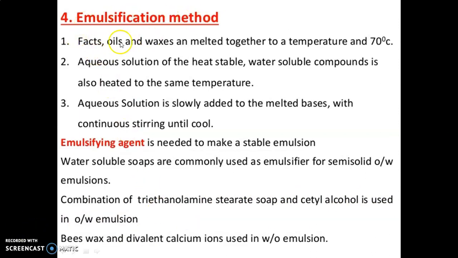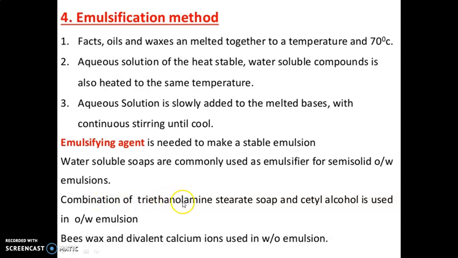Then the fourth one, emulsification method. Fats, oils and waxes are melted together to a temperature of 70 degrees Celsius. Aqueous solution of the heat stable water soluble compounds is also heated to the same temperature. Aqueous solution is slowly added to the melted base with continuous stirring until cool. Then an emulsifying agent is needed to make a stable emulsion. Water soluble soaps are commonly used as an emulsifier for semi-solid O/W, oil in water, emulsions.